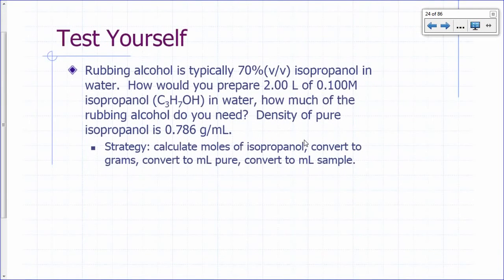Okay, here's another question. Rubbing alcohol, typically the one you can buy at the store, is 70% by volume isopropanol in water. How would you prepare 2 liters of 0.1 molar isopropanol in water? Isopropanol is C3H7OH. How much of the rubbing alcohol would you need? The density of pure isopropanol is 0.786 grams per mL.